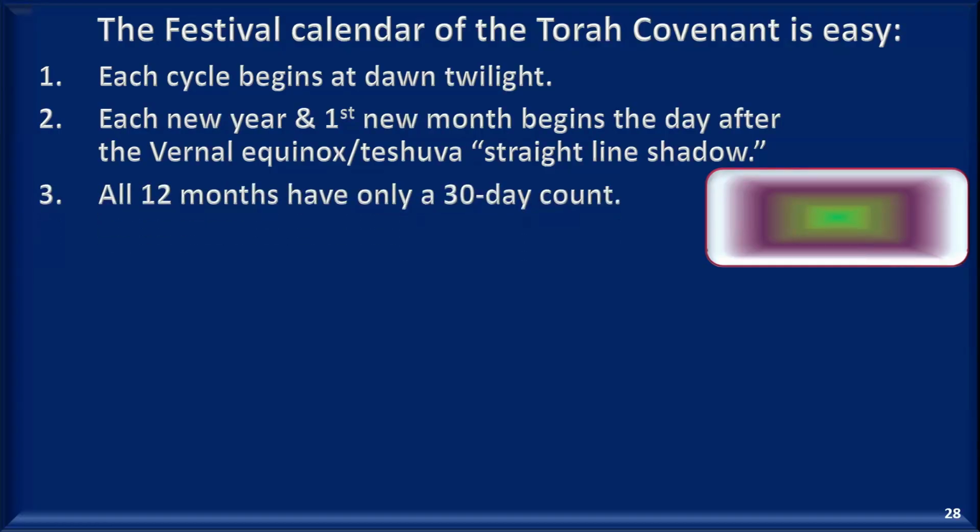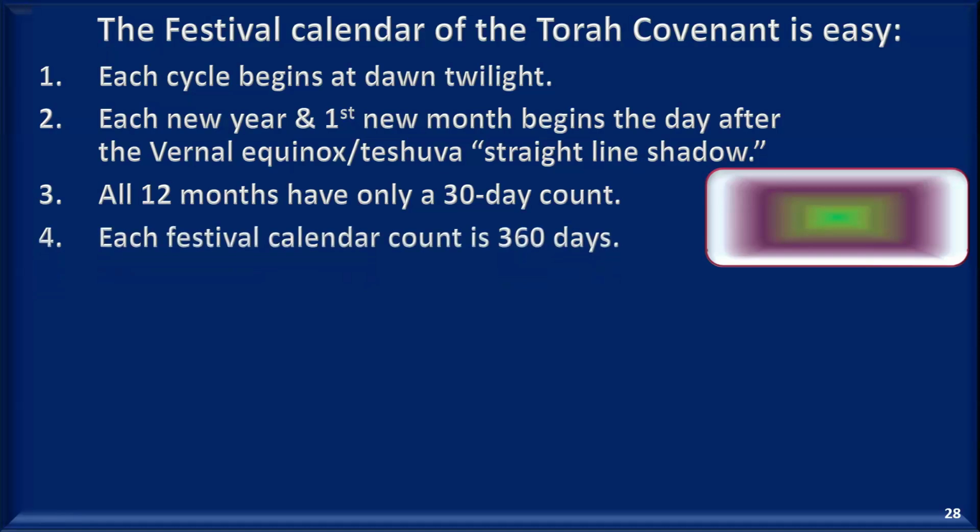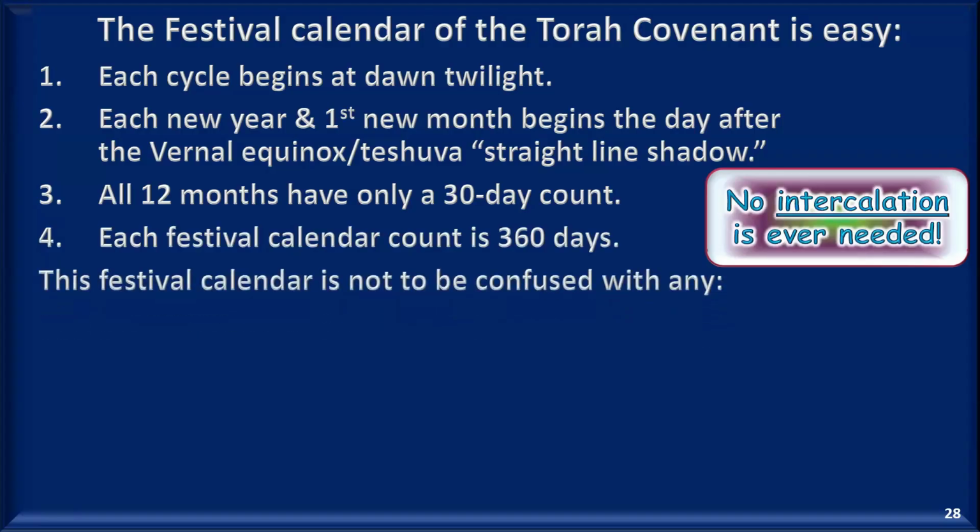That's easy. And then all 12 months have only a 30-day count, like they used to do in their first calendar. And every festival calendar, that count is 360 days. It's got nothing to do with the Roman calendar. And like we said, no intercalation is ever needed. It's such a simple calendar.